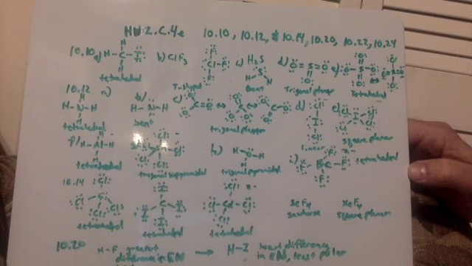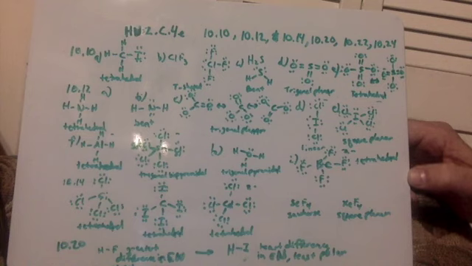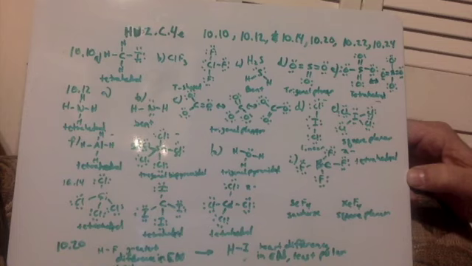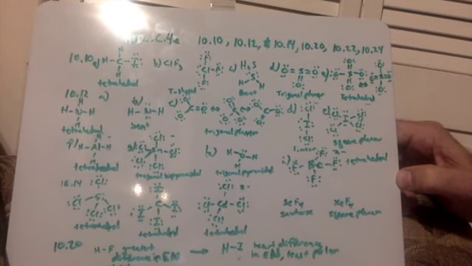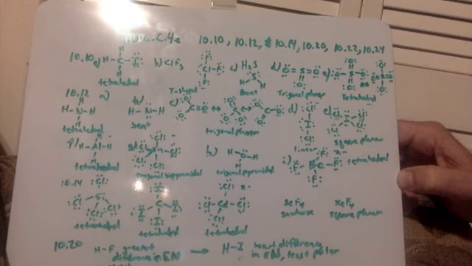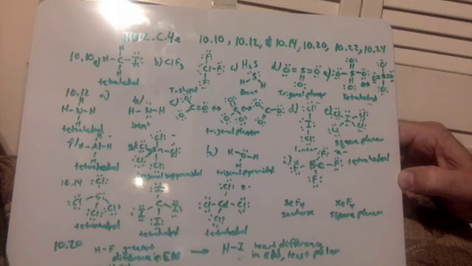ICl2 minus is going to be linear with 3 unshared pairs in the equatorial positions of a trigonal bipyramid. But the atoms are at the poles and the middle, and so it's linear. ICl4 minus is square planar, 2 extra lone pairs on the center iodine. Letter F, AlH4 minus is tetrahedral, and SnCl5 minus is trigonal bipyramidal.